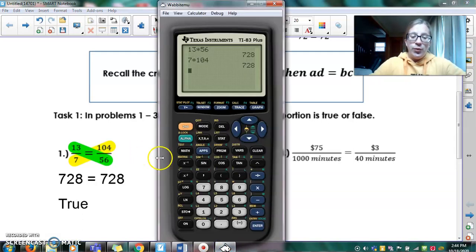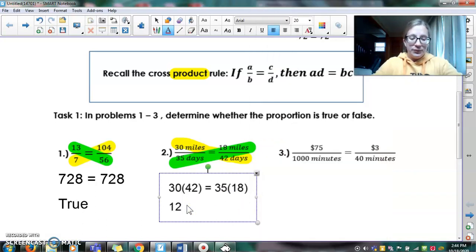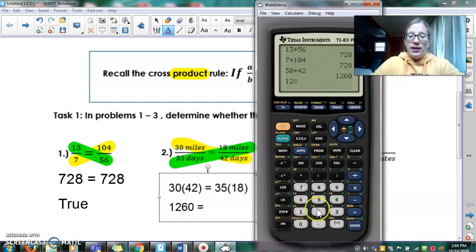And so we're going to do one side at a time. In our first one, we're doing 30 times 42. So 30 times 42 gives us 1,260. And that should equal the other side, which is 35 times 18. So if we do 35 times 18, I get 630.